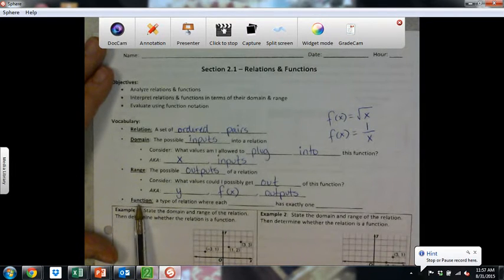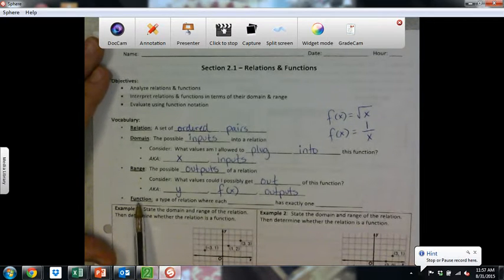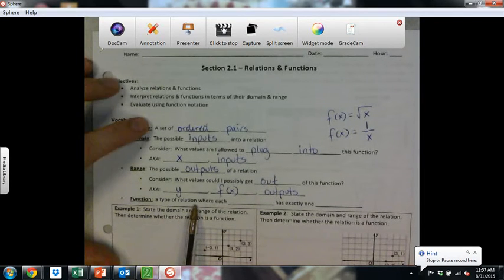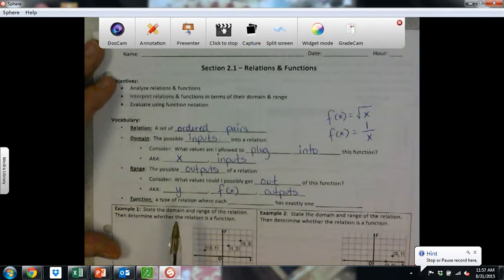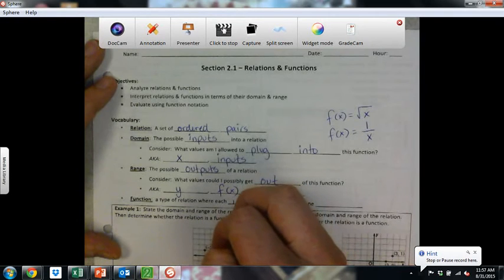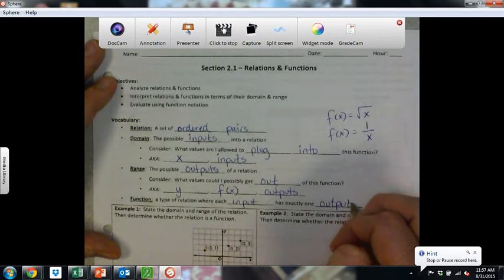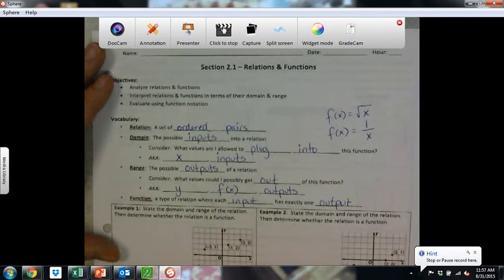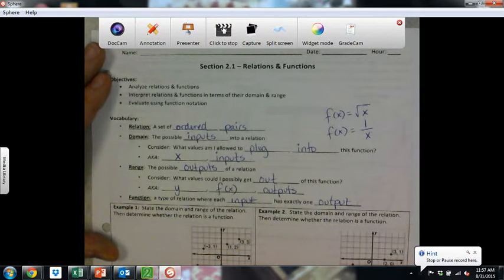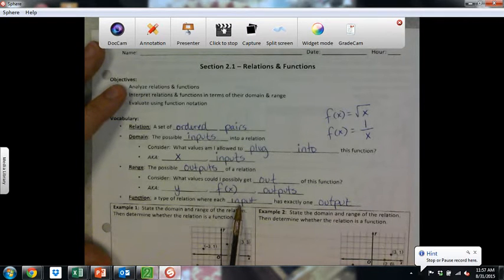The functions that we're going to talk about and what you're used to working with are types of relations. They are a set of ordered pairs, but each input has exactly one output. And this may seem silly to say, but there are situations where a relation is not a function, where I could plug something in and there's actually 2 possible answers. Here, as long as I plug in one value, there should only be one possible output. So for every domain value, there should be only one range value.